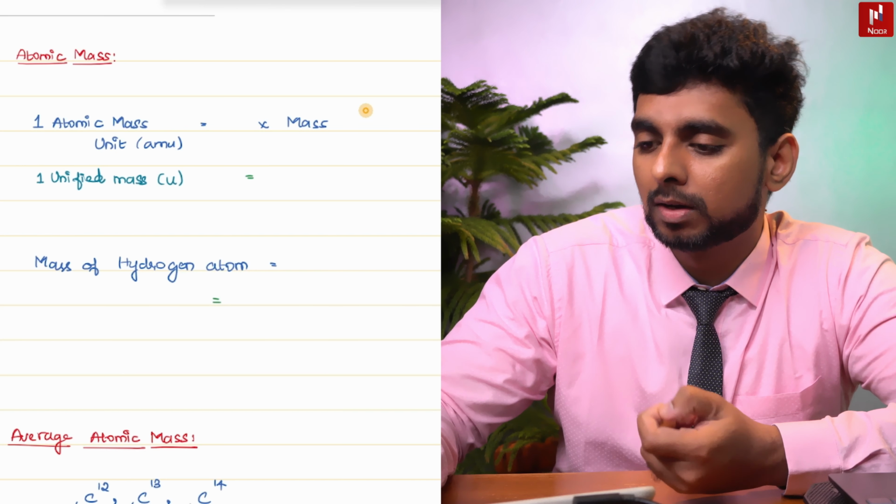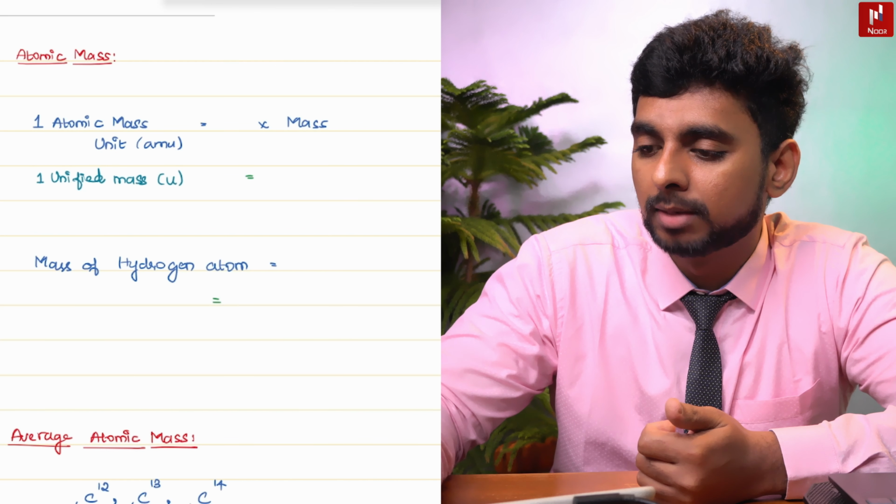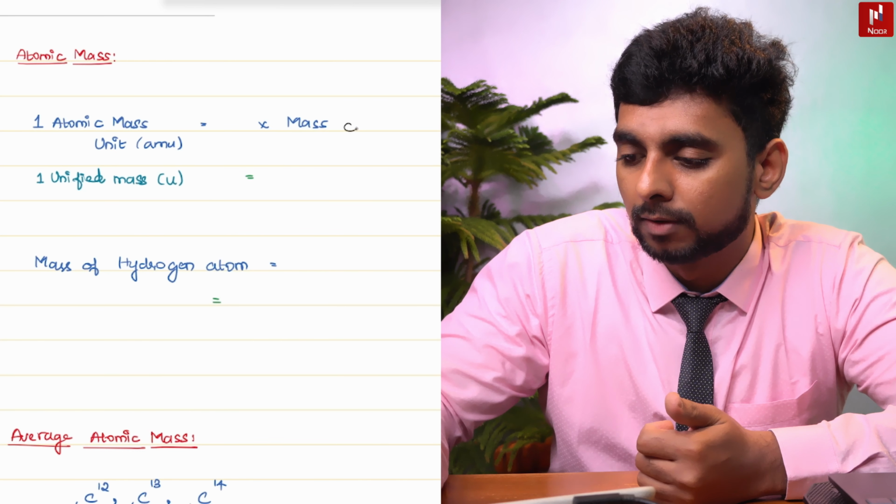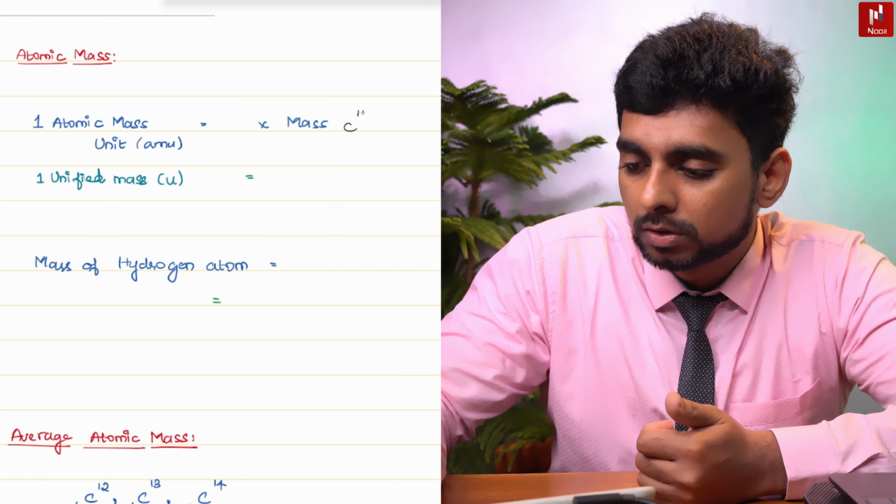To get the value for this particular term, one atomic mass unit, what I'll do is take a carbon atom, right? The carbon atom that I'm going to choose is C12. Here C12 represents that you have 12 nucleons in it, which is a combination of protons and neutrons. So you'll have 12 protons and neutrons in it. Obviously, in the case of carbon, we will have 6 protons.